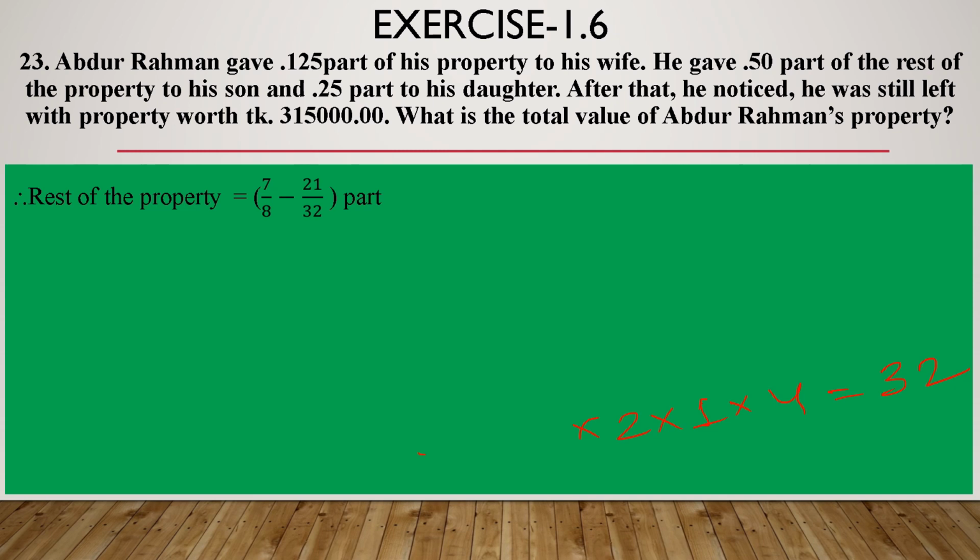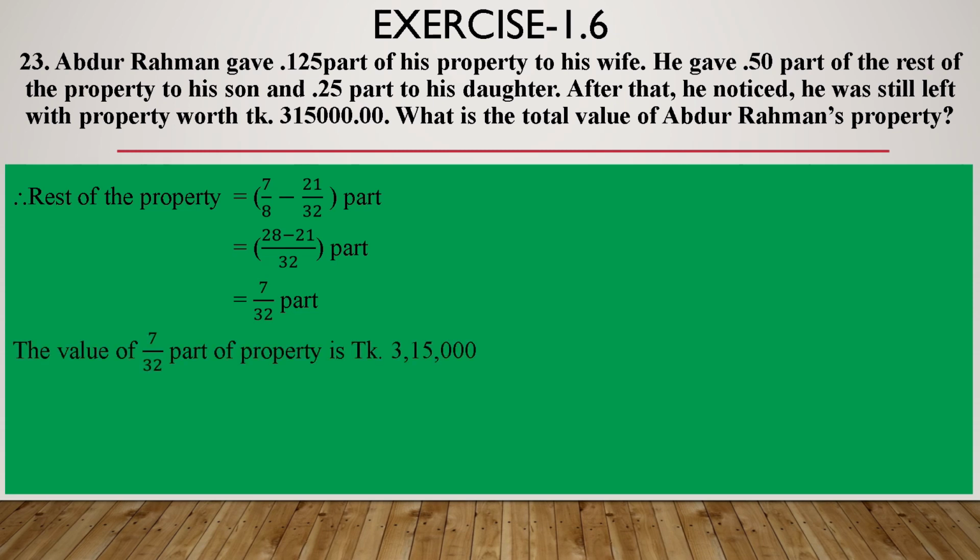So let us do the LCM part. 32 is the LCM. If we divide 32 by 8, it will be 4. 4 sevens are 28. Minus 32 divided by 32, it will be 1. 1 times 21 is 21. Then if we subtract 28 minus 21, we will get 7 by 32 part, my dear students.